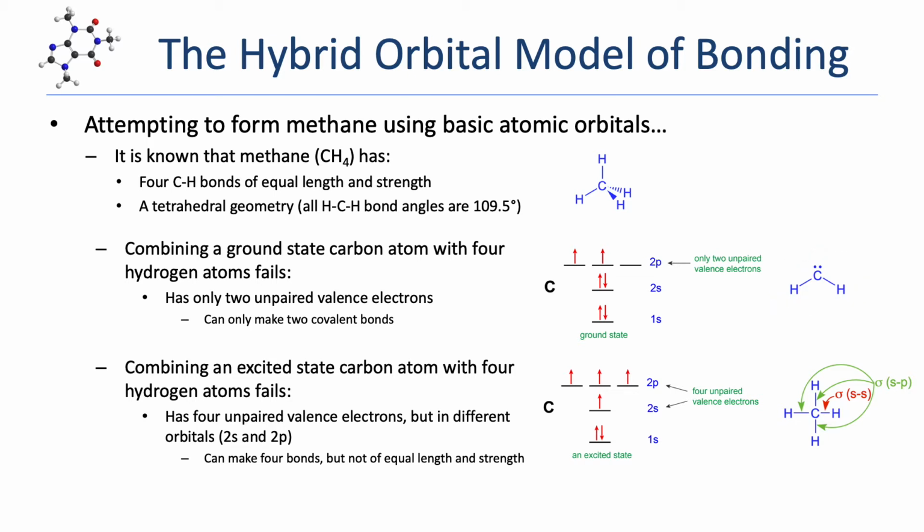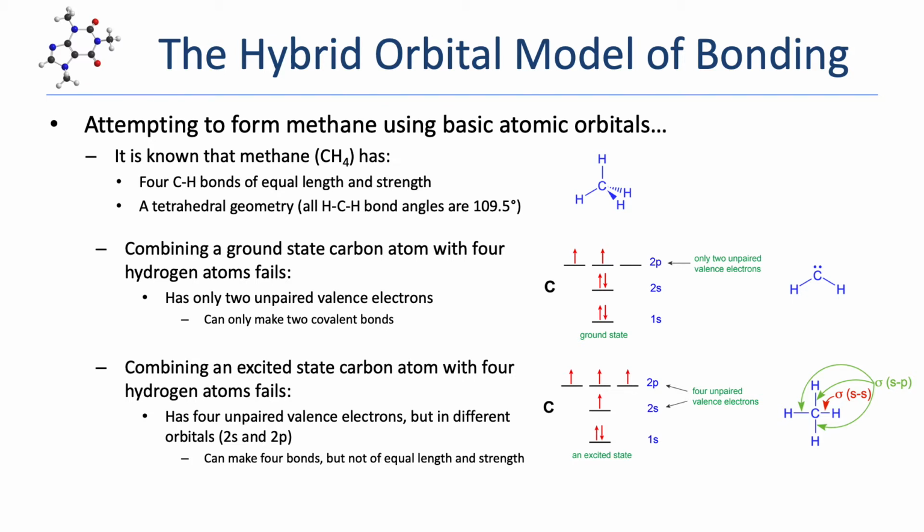If we want to make four bonds to carbon, we need to have four unpaired electrons. And we can accomplish that by putting carbon into an excited state, right? We just lift up one of the electrons into one of those 2p orbitals, and in that excited state, we now have 4 unpaired electrons. We can then pair those 4 unpaired electrons with an unpaired electron from each of the 4 hydrogen atoms. That would make 4 bonds. So now we have the right formula, CH4.